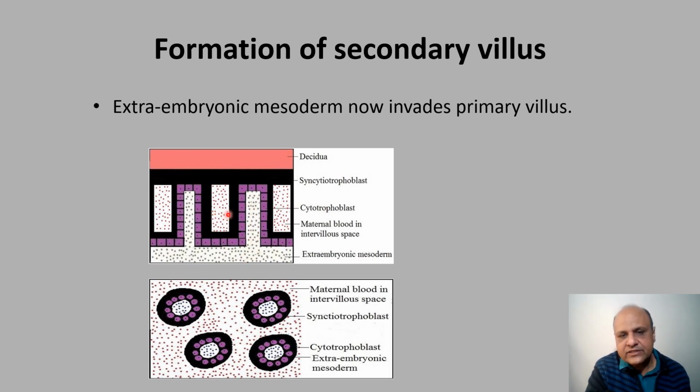Now if I take a section from this point to this point, there will be a core of extraembryonic mesoderm surrounded by cytotrophoblast, surrounded by syncytial trophoblast, lying in maternal blood. So this is the structure of a secondary villus. Primary and secondary villi are formed by day 13 after fertilization, around about the same time.